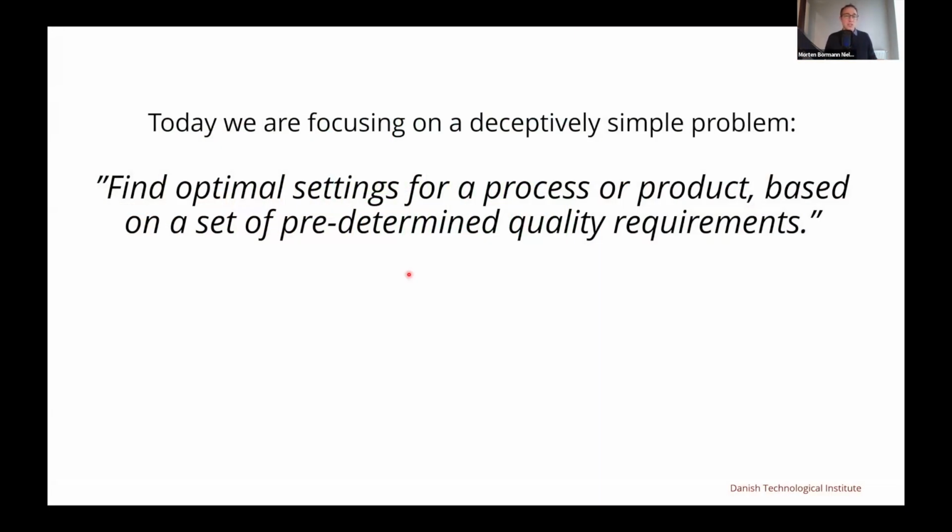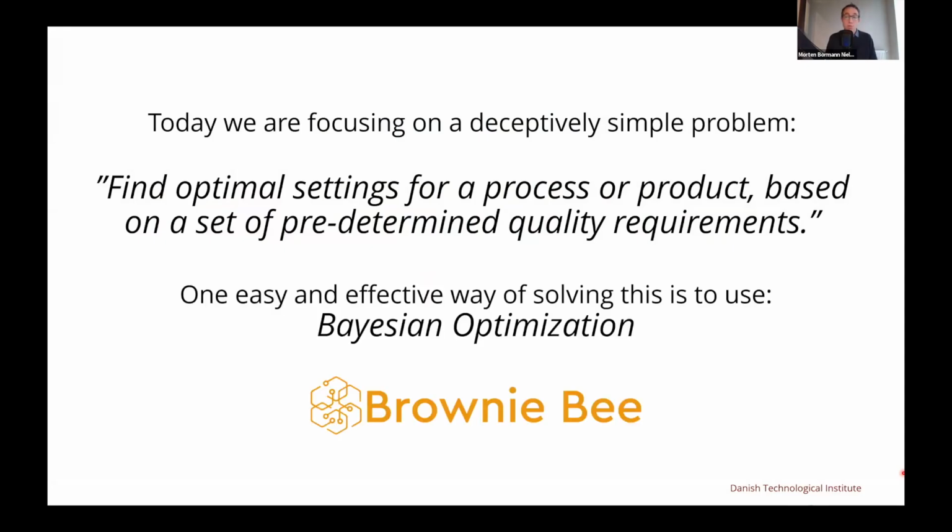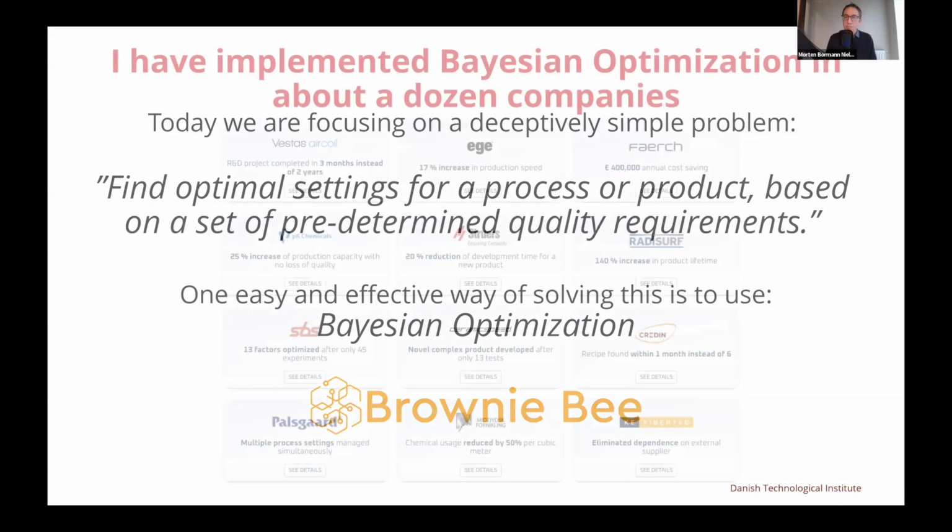What I'm going to talk about: my focus is really on solving a deceptively simple problem, which is to find optimal settings for a process or product based on a set of predetermined quality requirements. And this is very easy to say at a high level and very difficult to do in practice. But what I'll be focusing on in this little introduction is that one way of attacking this problem is to use Bayesian optimization. And if you're new to this field, I will be showing you the software tool Brownie B, which is meant as an entry-level software tool for Bayesian optimization. But more on that later.